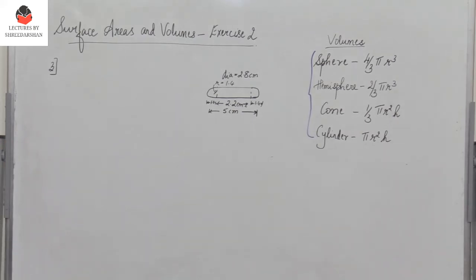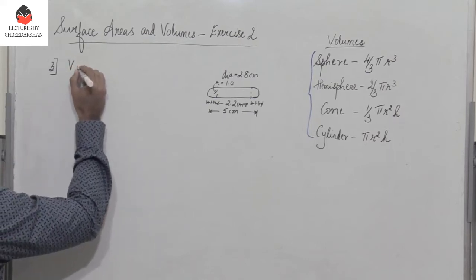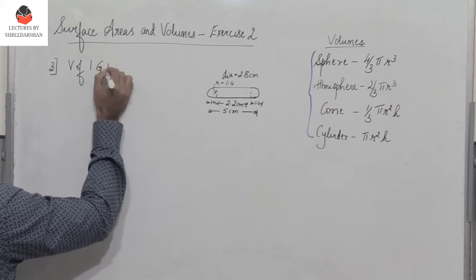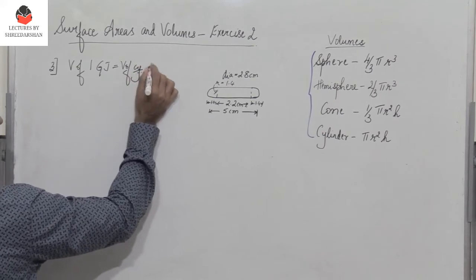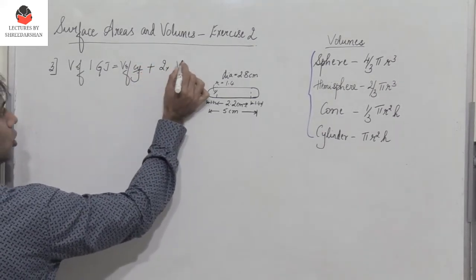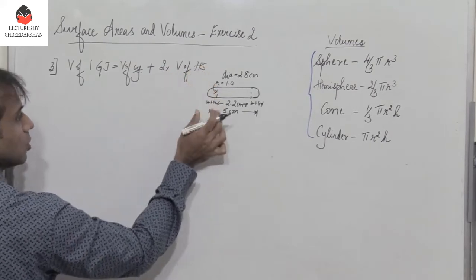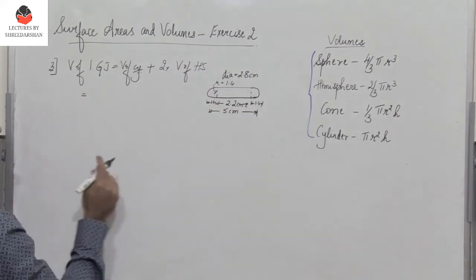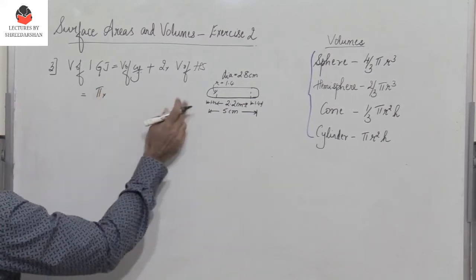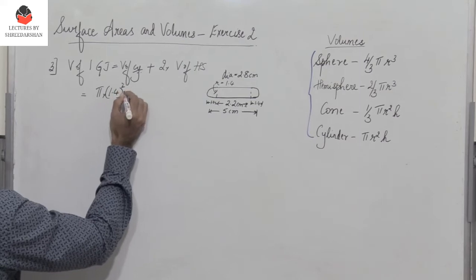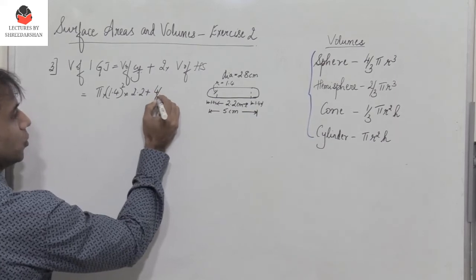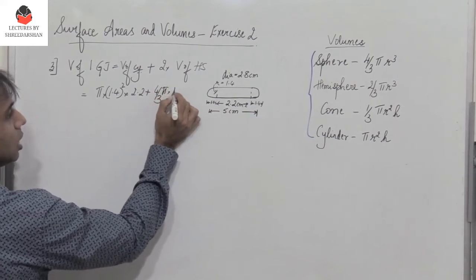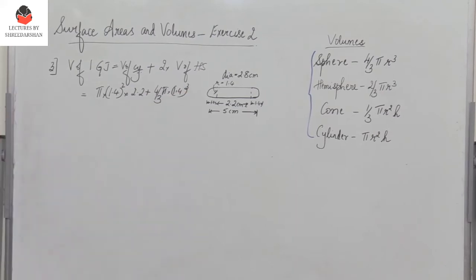So let's try to find the volume of one gulab jamun. The volume of one gulab jamun is the volume of the cylinder plus 2 into the volume of a hemisphere, isn't it? So this is one hemisphere and the other hemisphere. What is the volume of the cylinder? It is pi into r, which is 1.4 square, into h, which is 2.2, plus 2 into the hemisphere. So it is 4 by 3 pi into 1.4 the whole cube. So this is the volume of one gulab jamun.